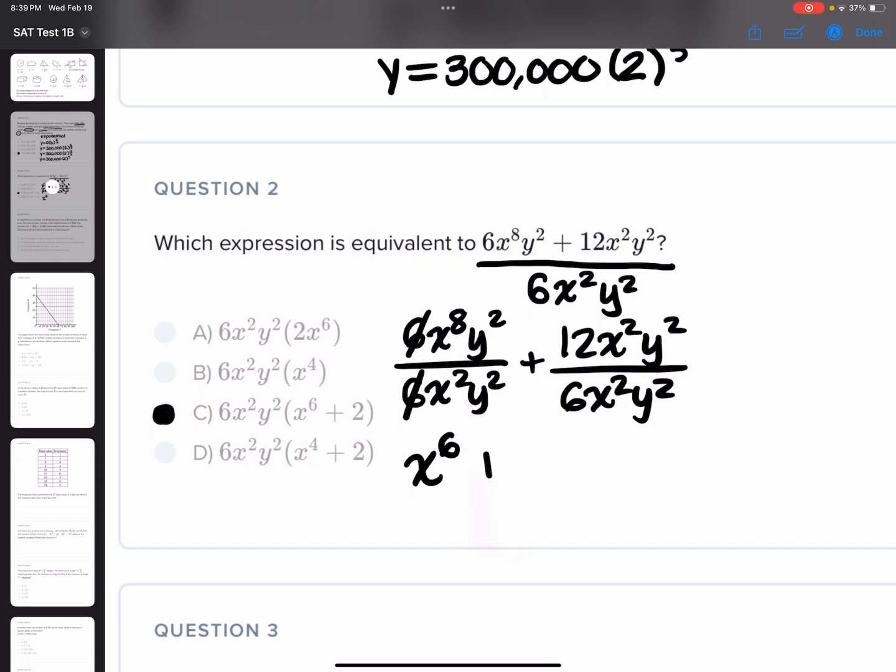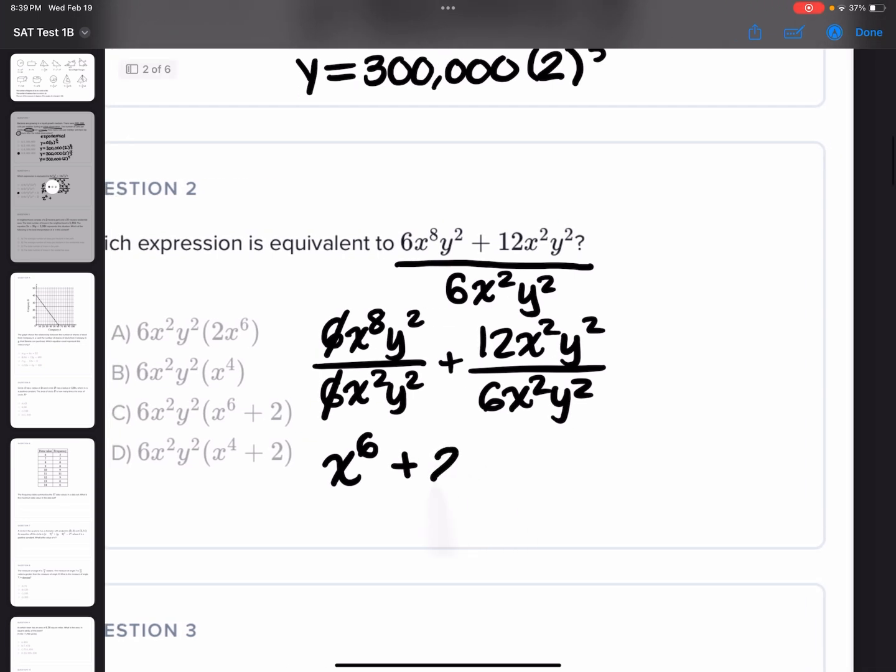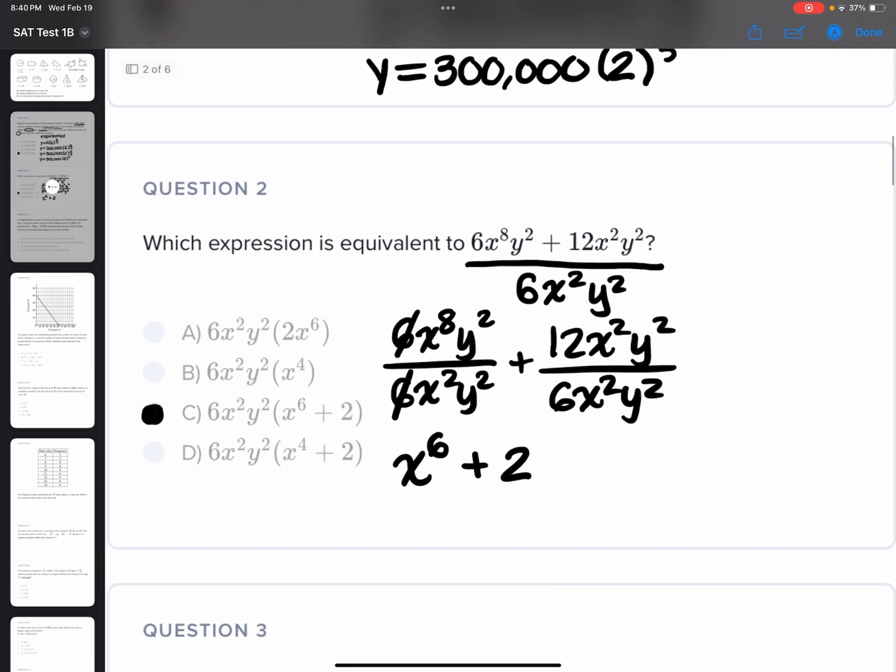Now, we can go a little further, though. We can go right here. Okay, 12 divided by 6 must be 2. And x squared over x squared is 1, y squared over y squared is 1. So basically 2 times 1, which is just 2. And that leaves us with our other factor, just x to the 6th plus 2. Now this is a way you could factor it out. This might be a quicker way for a lot of you guys.